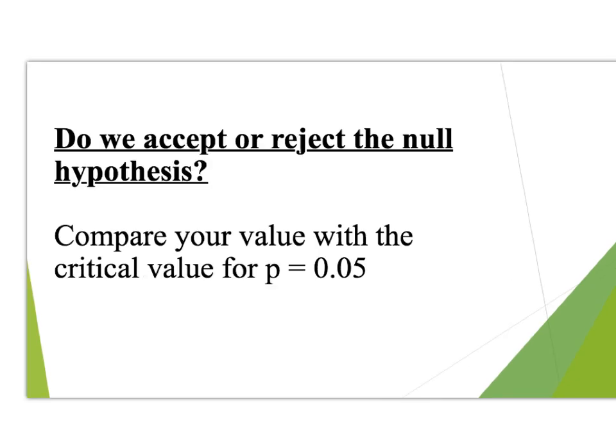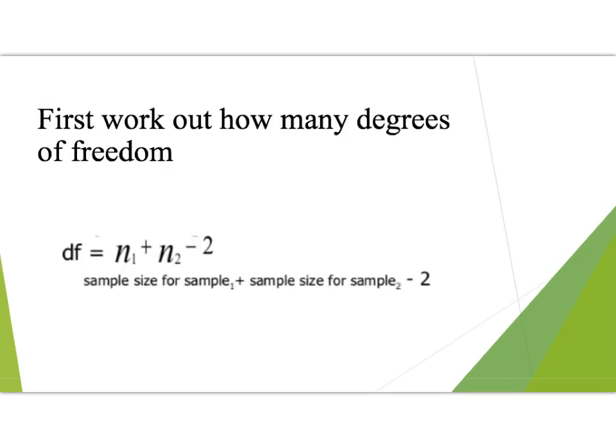So how do you know whether you accept or reject the null hypothesis? You have to compare your value with the critical value for the probability level of 0.05. So how do you do that? Well, first of all, you need to know where you would look in the table that's coming up. You need to know how to work out the degrees of freedom. The degrees of freedom for the t-test is the number of individuals in sample 1 plus the number of individuals in sample 2, minus 2. So in this investigation, there were 7 leaves in sample 1 and 7 leaves in sample 2. Add them together is 14, minus 2, that's 12. So it's 12 degrees of freedom for this.